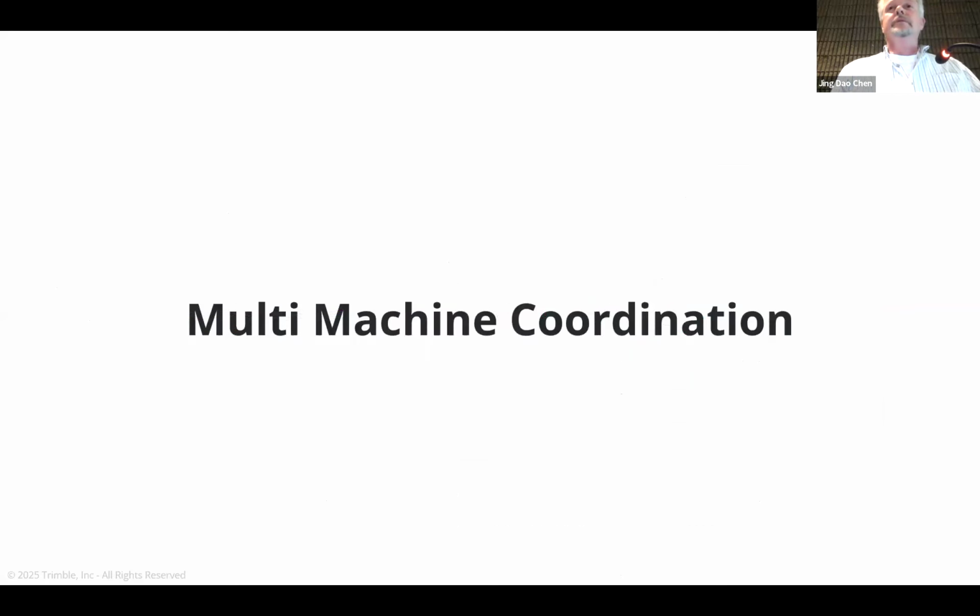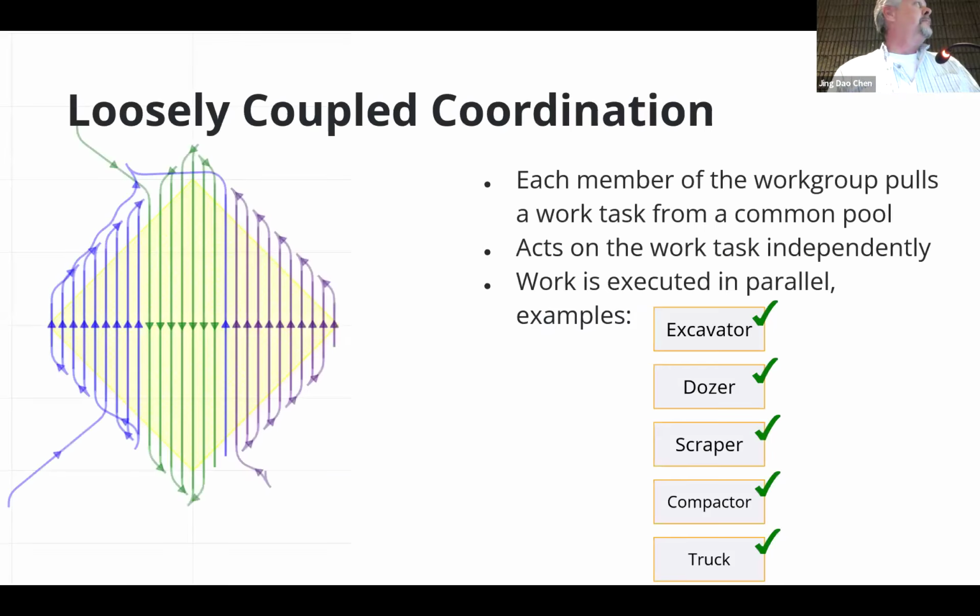Move on to multi-machine coordination now. Quick time check. 10 minutes. Okay, cool. Multi-machine coordination. So we've done end of rows, row sequencing, block sequencing. Now we're going to apply the vehicles to these spaces. And you find yourself with two different problems, one loosely coupled and one tightly coupled.